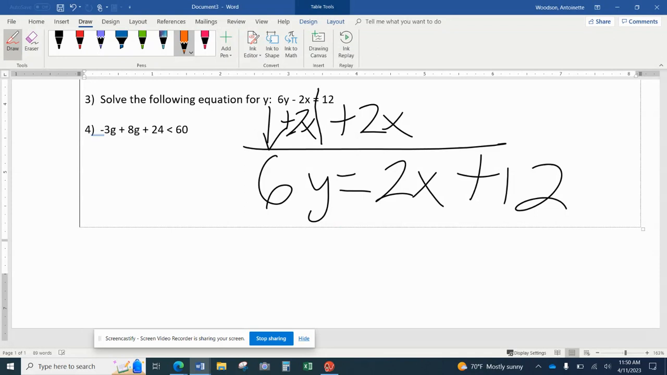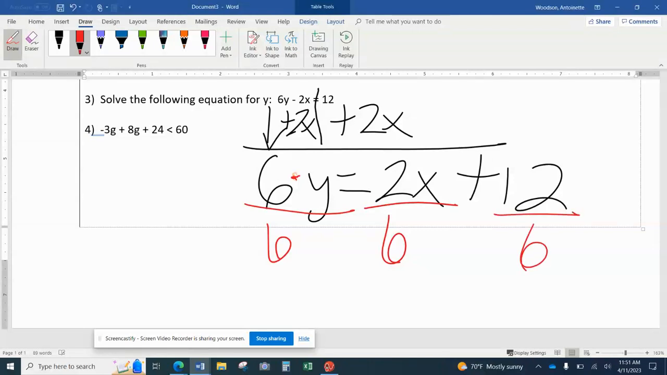That means 6 times y. Remember, mathematicians are lazy and they don't like to write everything, so they just put them next to each other. It means multiplying. What's the inverse of multiplication? What's the opposite of multiplying? Dividing. So divide by 6, divide by 6, divide by 6.